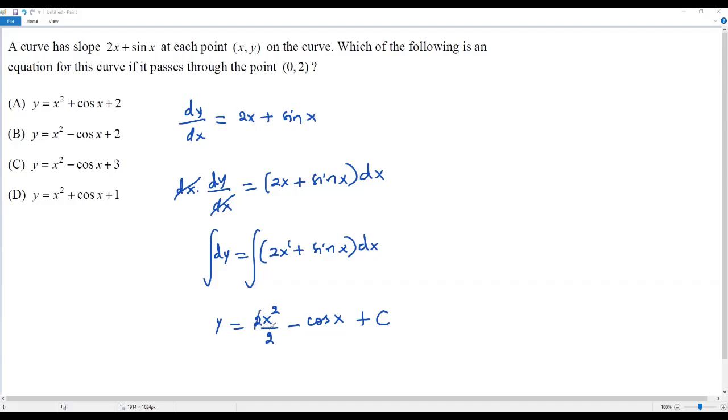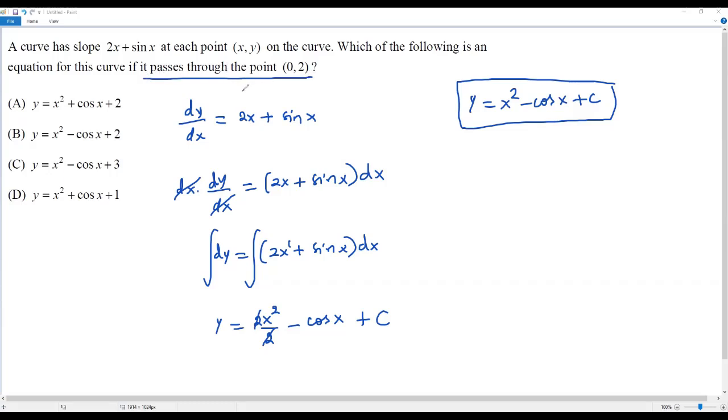Here we can cancel the 2 and 2. Then we get y equals x squared minus cosine x plus c. So this is the equation of the curve, but it still contains the unknown constant c. For that, we have to use this piece of information: the curve passes through the point (0, 2). So we can plug in 0 for x over here, and the y coordinate 2 for y over here.